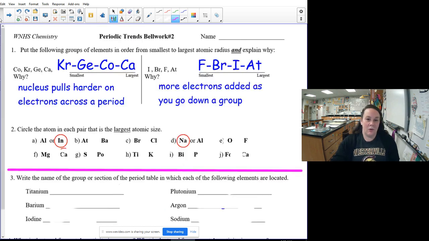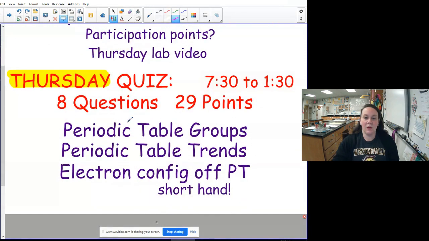Let's go back here and go over what is on your quiz tomorrow. Periodic table groups, I'm talking about halogens, noble gases, things like that. Periodic table trends, the 4 of them: size, reactivity, group number tells you the valence electrons and which ones become cations and anions, and then being able to read the electron configuration off of the periodic table as well. So if you feel good with those things, you're ready for your quiz tomorrow.